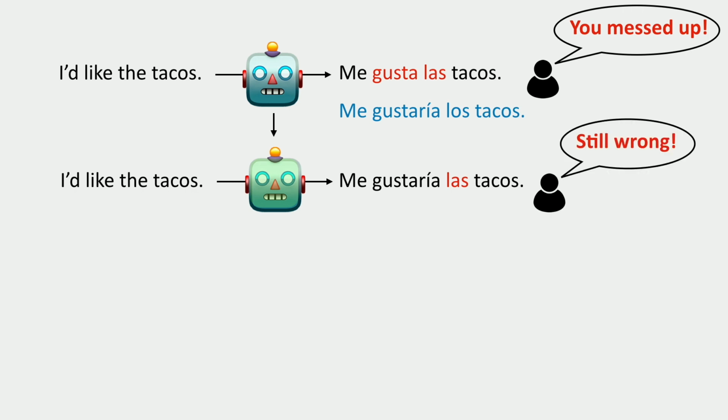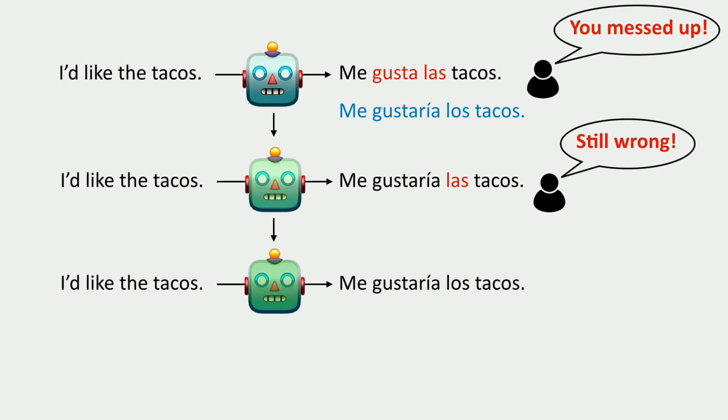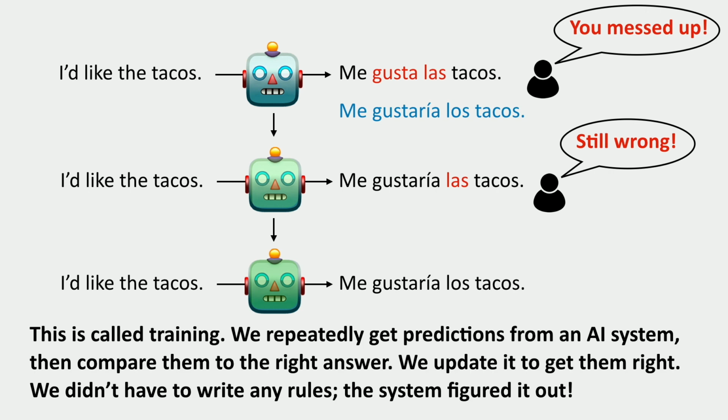So we say, OK, it's still wrong. And we make another update. And now maybe it does the right thing. This process is called training. We repeatedly get this system to make a prediction. Then we compare it to the right answer. And then we make an update to the system to make it more correct. So if we build our system the right way, we don't actually have to define any rules for how this translation works. All we have to do is look at these examples and have the right procedure for updating things.